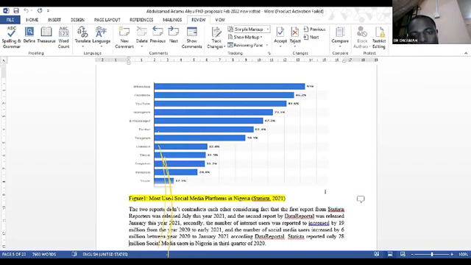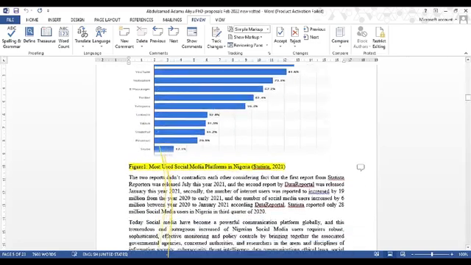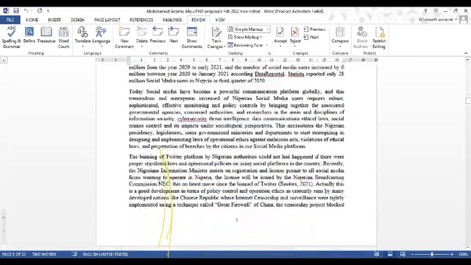So I beg you, take this figure to chapter 2, number your figure properly as figure 2.1, and then you should also remember that it has to be mentioned. You can tell us that figure 2.1 shows the most used social media platforms in Nigeria, and then you show your figure. It has to be mentioned. It has to be referred to. Now, we proceed.